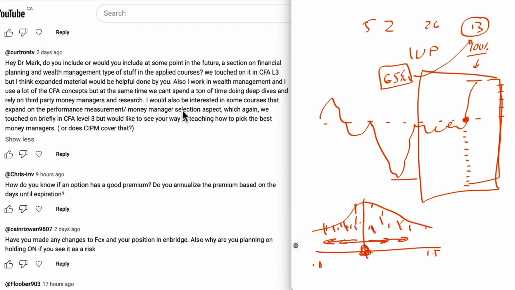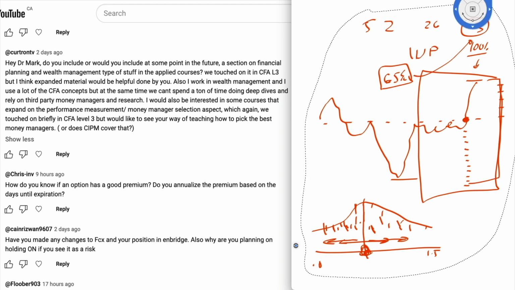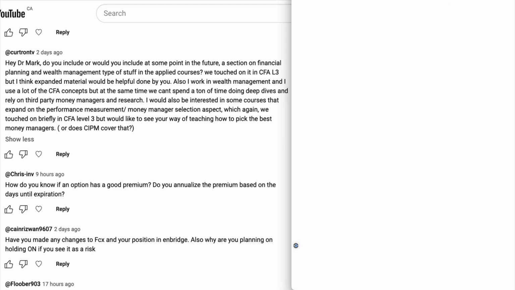Do you include, or would you include at some point in the future, a section on financial planning and wealth management type of stuff in the applied course? That's not my thing. Wealth management, asset management. Yes, wealth management is a nice way of saying relationship management, because that's really what you're managing is the relationship, but not the assets. The sponsor will tell you how wonderful you are and you're the best person they've ever met and you're smart and intelligent and good looking, and they get your money and they'll get anywhere from 75 to 150 basis points. That's the sponsor level, right?